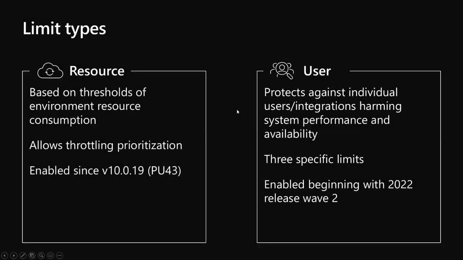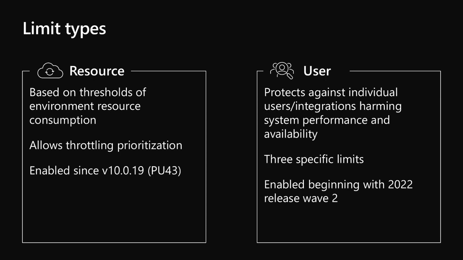There are 2 limit types. We have these broken down into resource-based throttling and user-based throttling, or user-based protection limits. The first one, resource-based, these are limits that are based on the aggregate usage of the service resources, the server and the database resources for that environment.